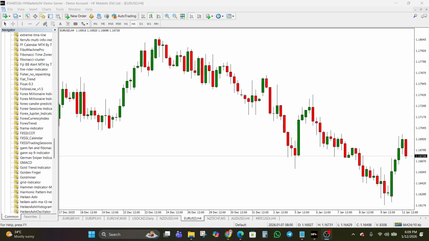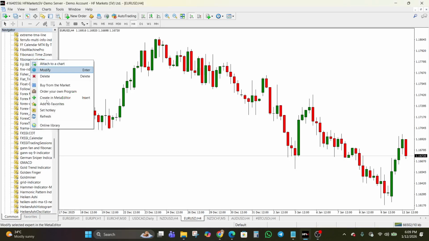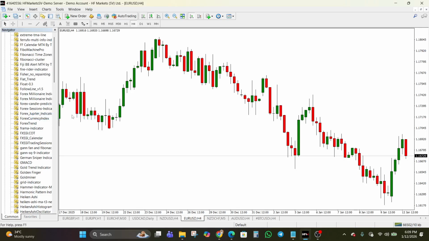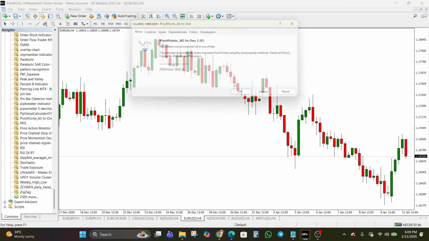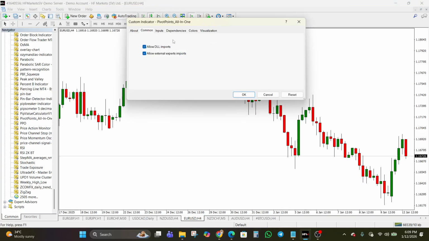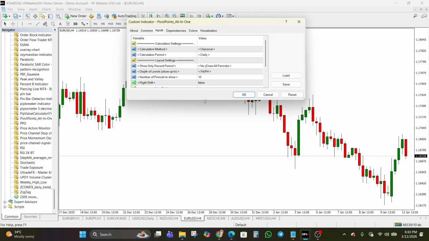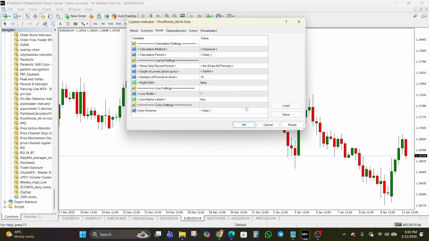Once you download the indicator, you head over to your indicators folder, paste the indicator file in there. After that, just get back to your navigator and refresh. Okay, after refreshing, just look for the pivot points. Drag and drop. Ensure that the allow DLL imports box is checked. And then for your input settings, you can see the customizable settings here that are available.